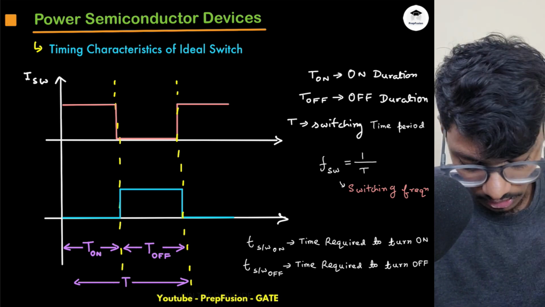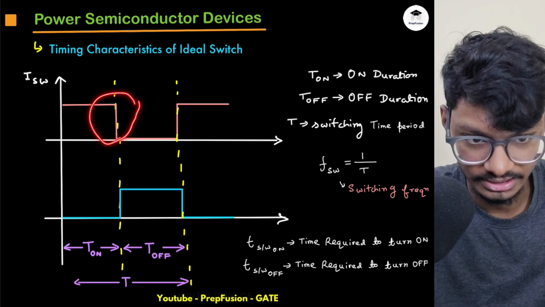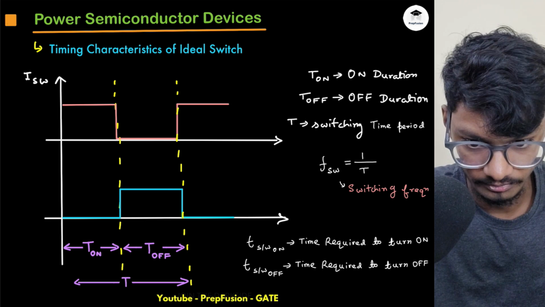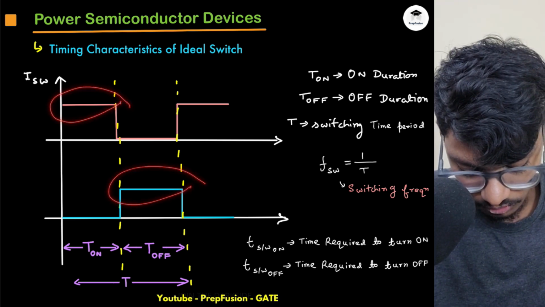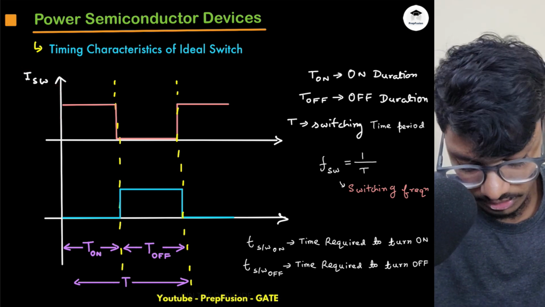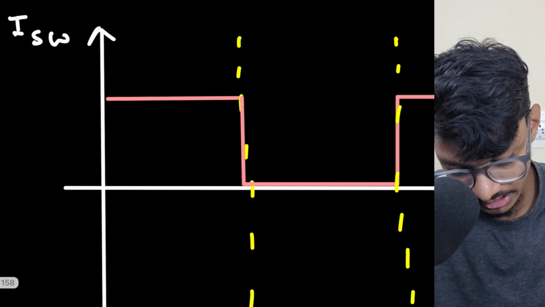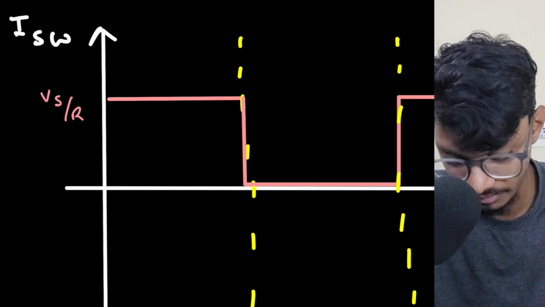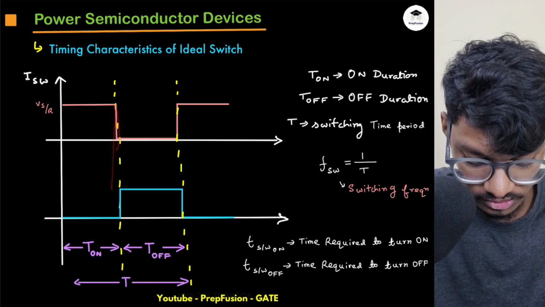So obviously I have told you, it transitions from on to off and from off to on in no time. Basically this is for on and this is for the off case. This is the current. So let's say initially the switch was on, so it is flowing some Vs by R current, for the previous circuit only I'm talking about. And at this instant it instantly turned off and there is no delay.